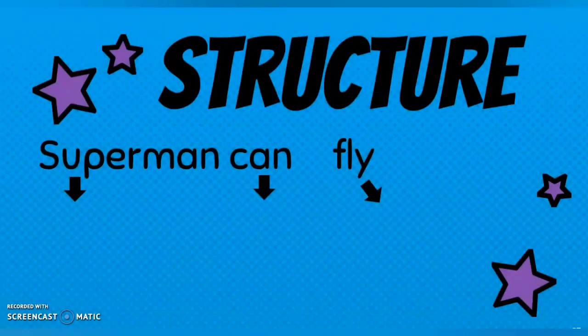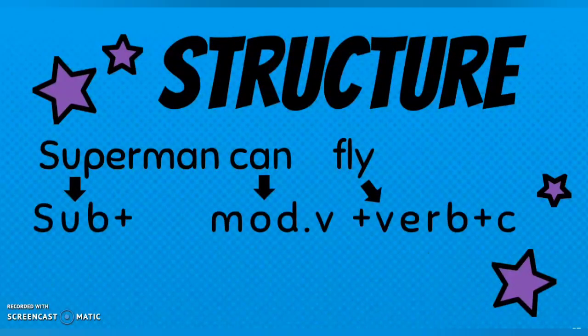Okay, let's have a look at the structure of the modal verb can. So, Superman can fly. Subject is Superman. Modal verb, that is can in this case. Fly, that is the verb, the main verb, el verbo principal. And complement, en este caso no tenemos complemento, pero luego del verbo principal puede ir un complemento. For example, Superman can fly super fast. Okay?